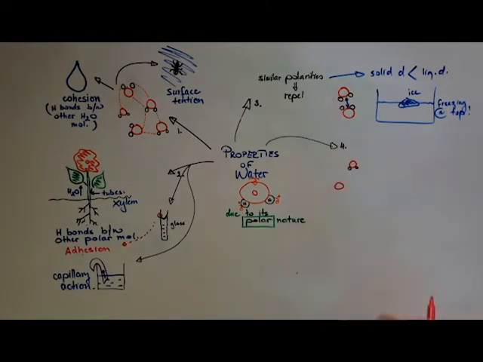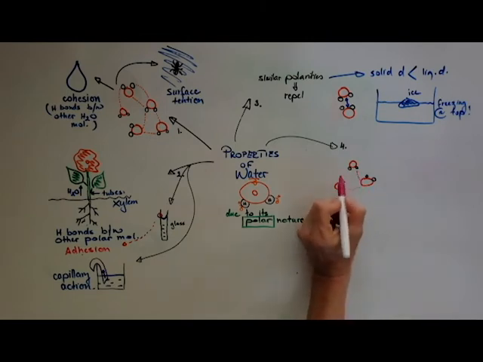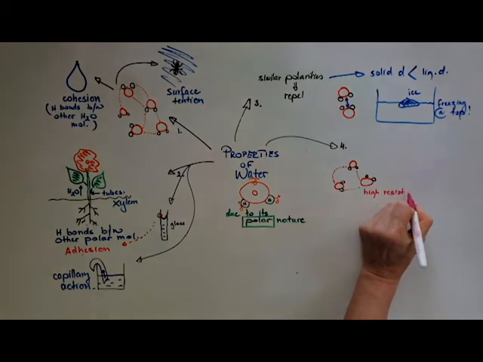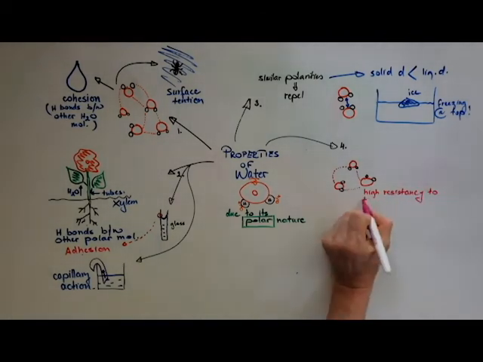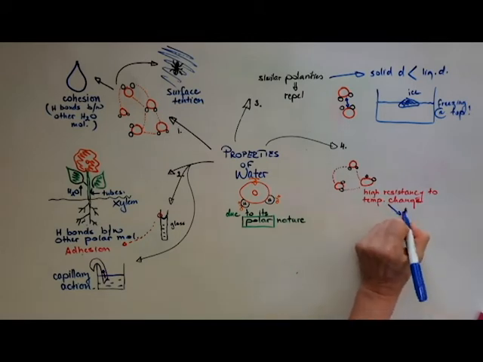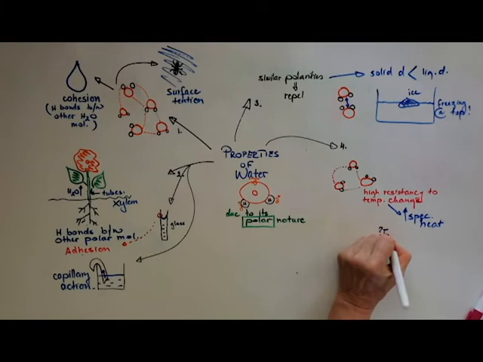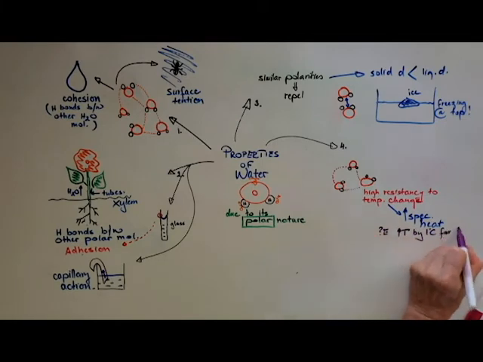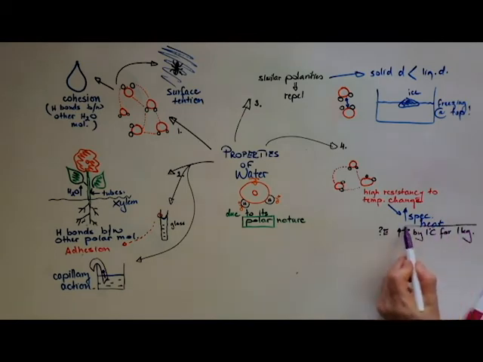Water molecules form hydrogen bonds with each other. The water can absorb a lot of thermal energy without having much change in its temperature. It has a high resistance to temperature change. It has high specific heat. Specific heat means how much energy 1 kilogram of material needs to increase its temperature by 1 Celsius.